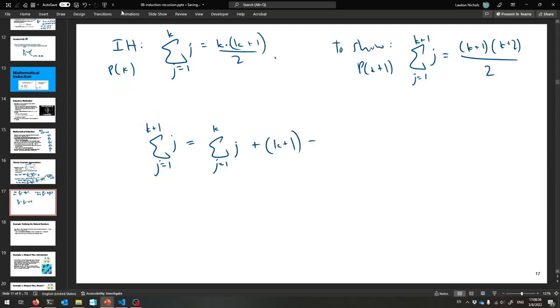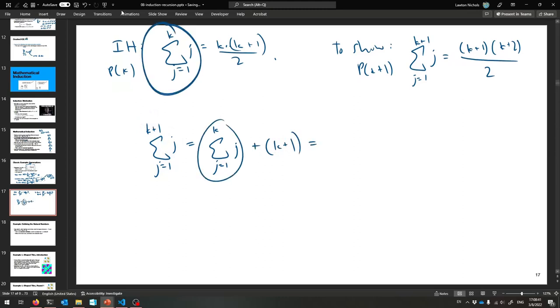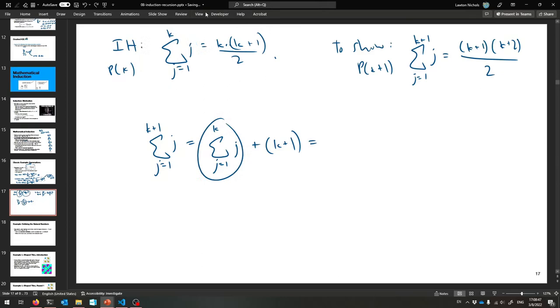And that's quite nice, because now these match. I can replace that with this, because I'm assuming that this inductive hypothesis is true. I'm assuming that P of k is true, and I'm using it to prove this. So that means this is equal to k times k plus 1 over 2 plus that additional k plus 1.